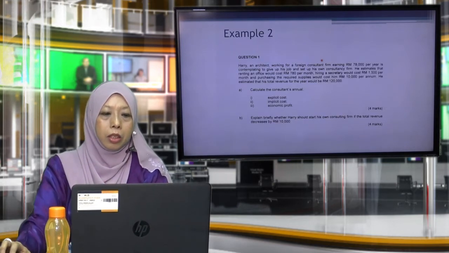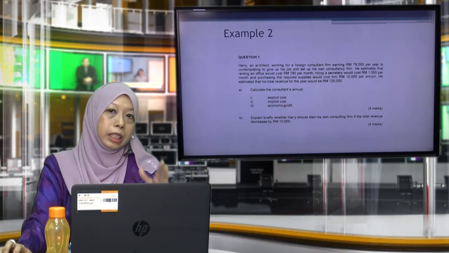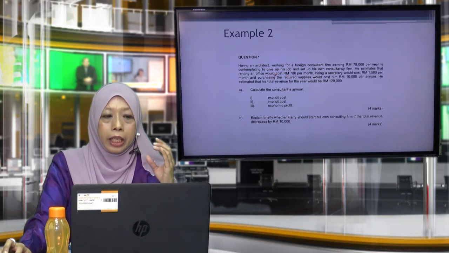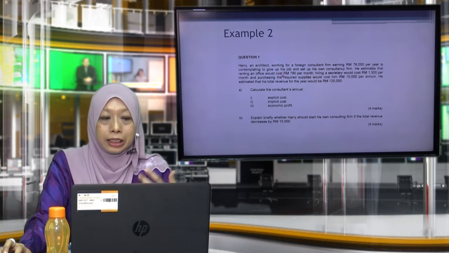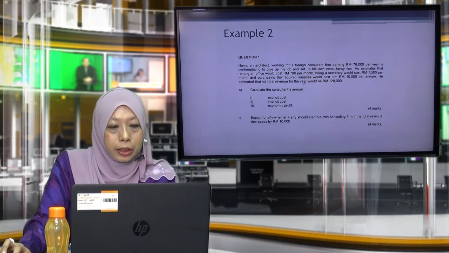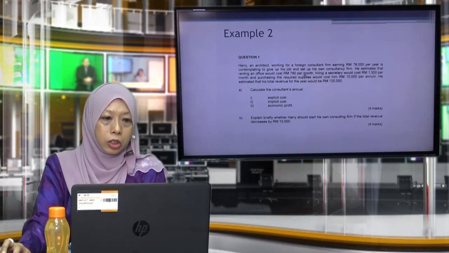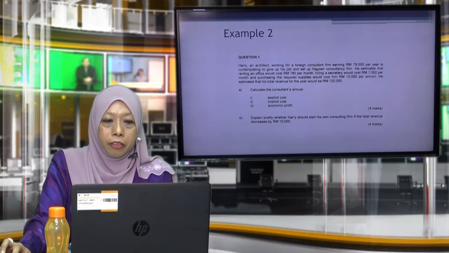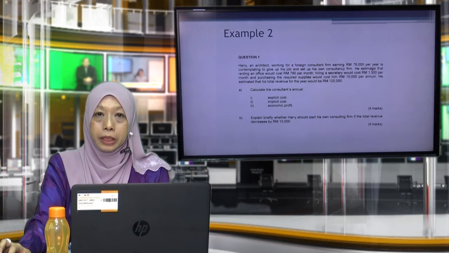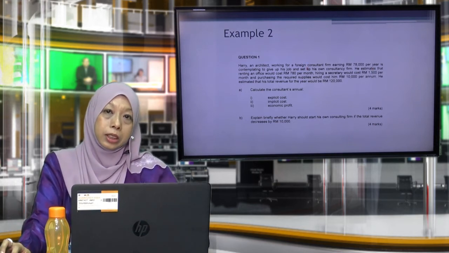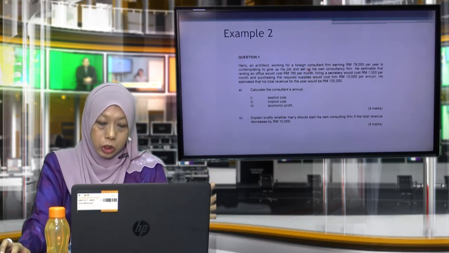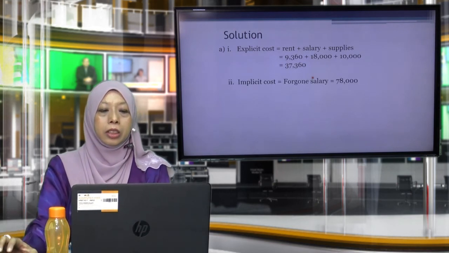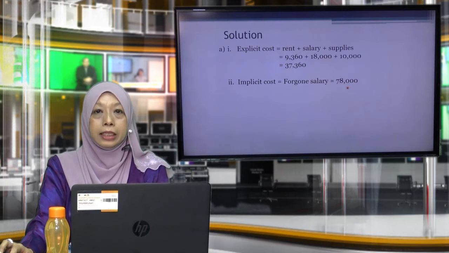Now the second question wants us to determine the value of implicit cost. Remember, implicit cost is the cost of using your own resources. So in this case, you need to identify what would be the resources that are owned by Harry. As you can see, the only own resource that Harry is going to use would be his own expertise. If he's working for a foreign consultant, he will be earning about 78,000 per year. But when he wants to open up his own consultation firm, he would have to forego this earning. So this foregone salary is considered as implicit cost. The implicit cost only comprises the foregone salary, and that would be 78,000.